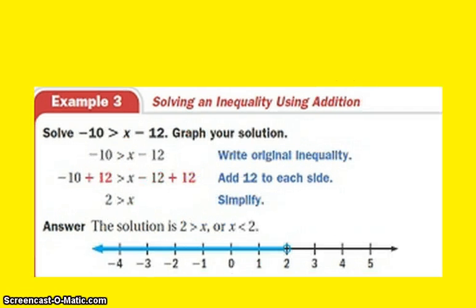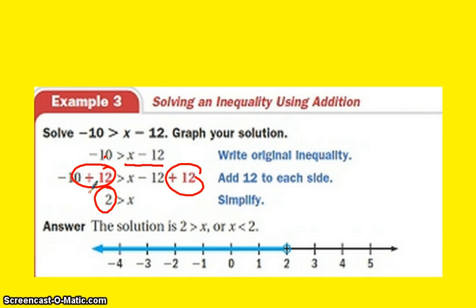And our second example uses some negative numbers. The integers are not going away. Here we've got x written this way, x minus 12. We want to add 12 to both sides. So we add 12 here and add 12 here. Negative 10 plus 12 is a positive 2.